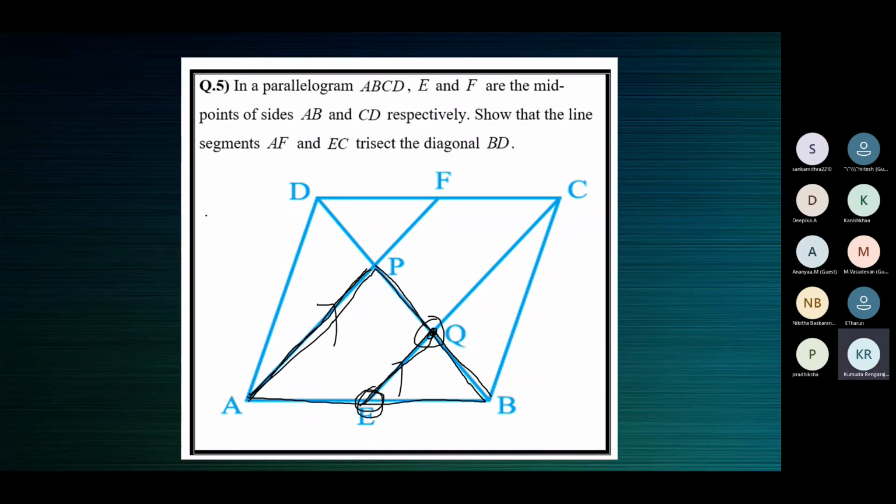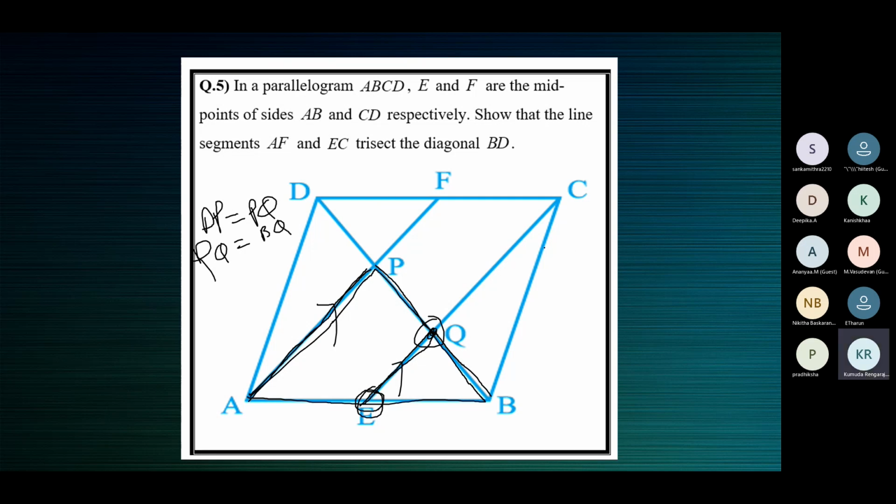So earlier we proved that P is the midpoint of DQ. So we got DP is equal to PQ. Here we get Q is the midpoint of BP. That means PQ is equal to QB or BQ.